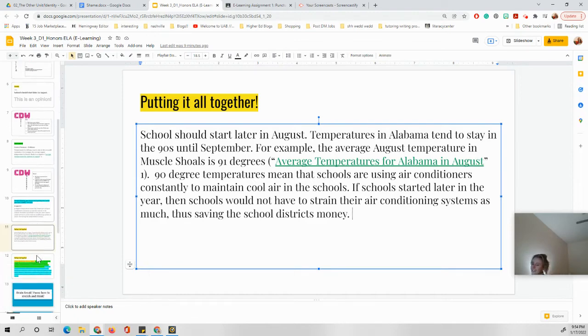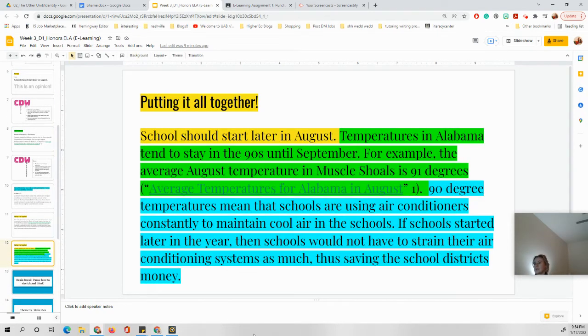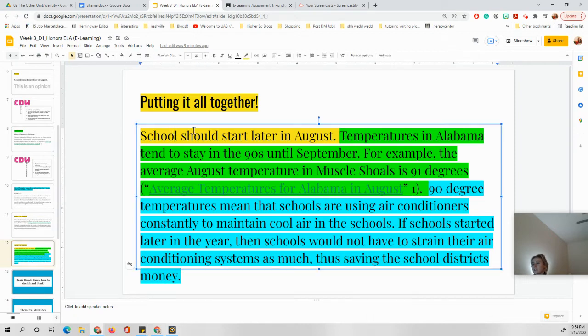Let's break it down even further with color coding. So, school should start later in August. My claim in green is my data that has my context and my direct text evidence from an article, and then everything in blue is my warrant. Pause the video. Okay, now restart.